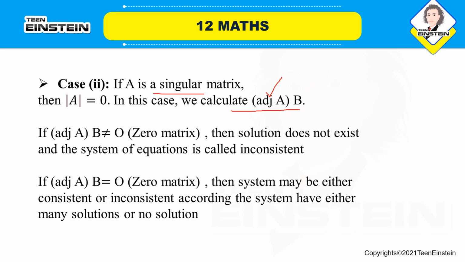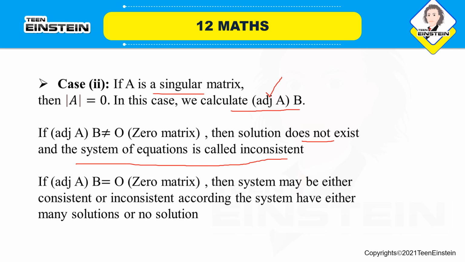If adjoint A into B is not equal to a zero matrix, then the solution does not exist. And what is our comment on this? If the solution does not exist, then the system of equations is inconsistent.